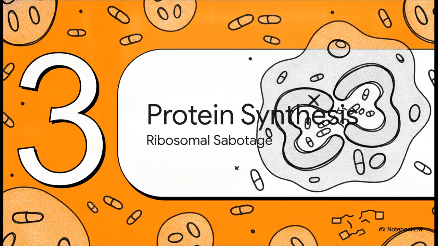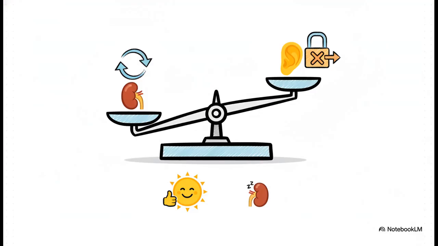Section 3. Sabotaging protein synthesis. Next up, we're examining the drugs that infiltrate the bacteria and sabotage their internal protein factories, the 30S and 50S ribosomal subunits. So aminoglycosides, like gentamicin and amikacin, are the bactericidal exception among protein synthesis inhibitors.